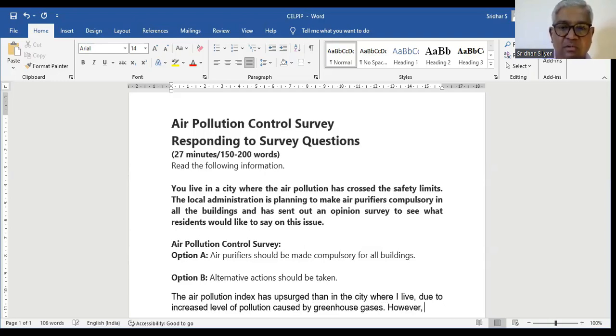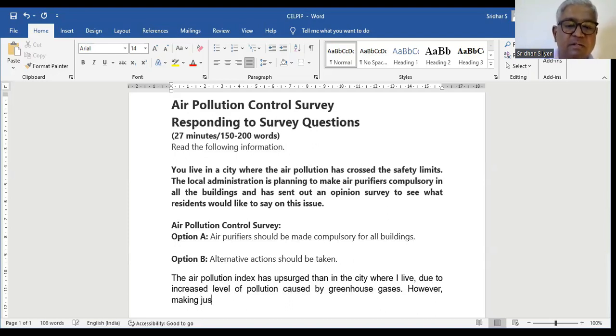However, making just the air purifiers compulsory in all the buildings will not be a viable idea if the entire city is polluted.